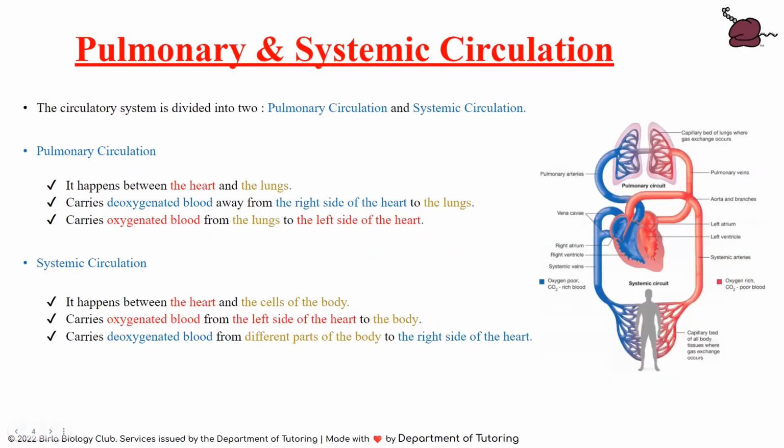Our circulatory system is divided into two: pulmonary circulation and systemic circulation. Pulmonary circulation takes place between the heart and the lungs. It takes place when deoxygenated blood from the heart is taken to the lungs and also when oxygenated blood is brought back to the heart from the lungs. Systemic circulation happens between the heart and the cells of the body. It takes place when oxygenated blood is carried to all parts of our body and when deoxygenated blood from different parts of our body is brought back to the heart.